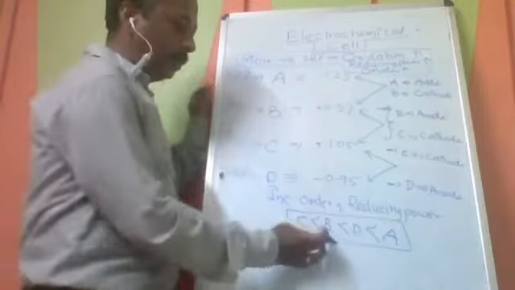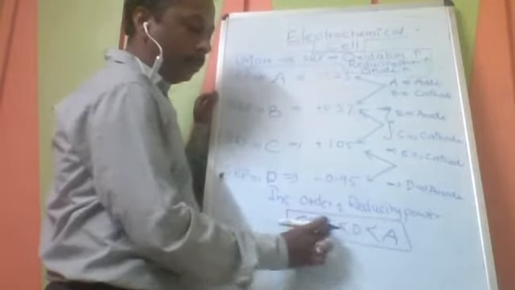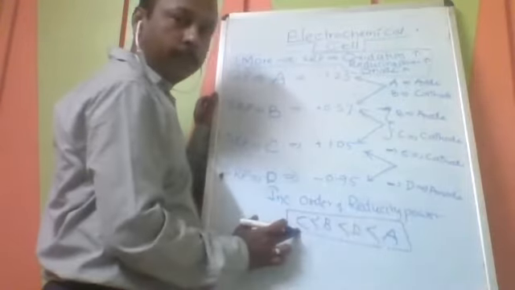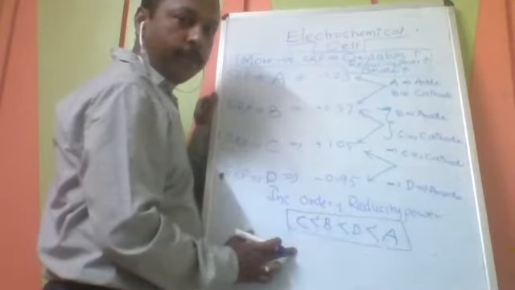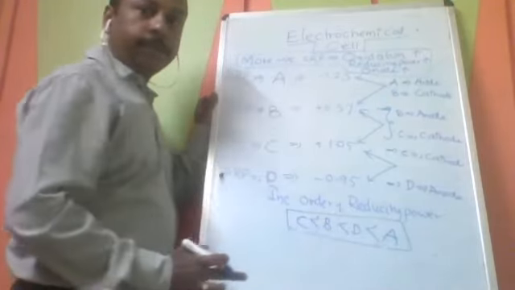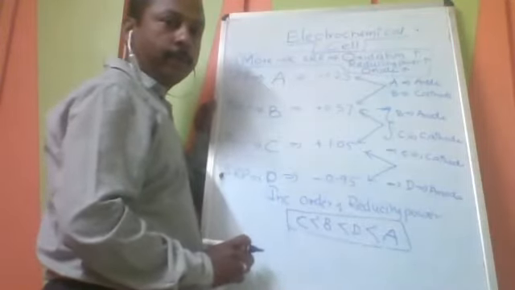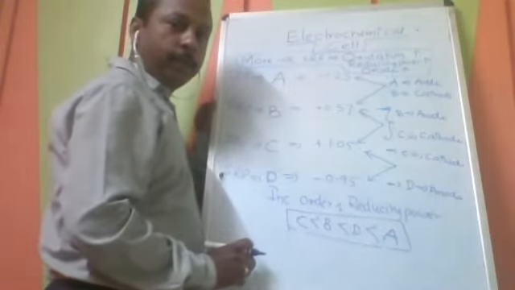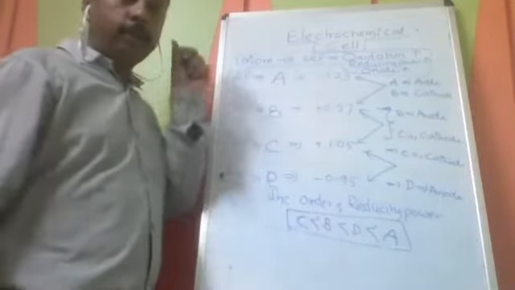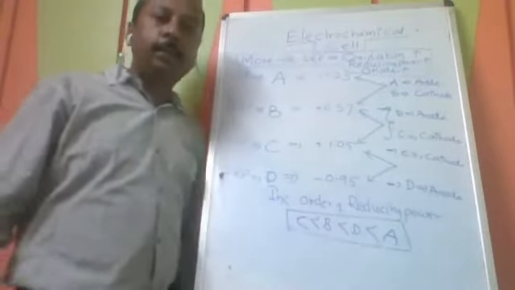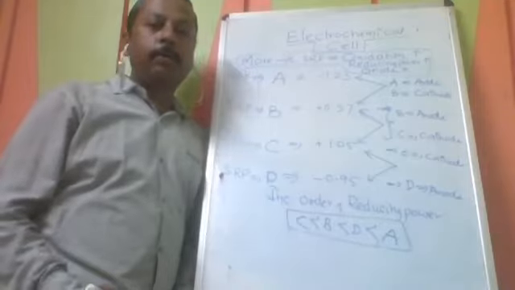Understood? So in these pairs, this is anode, this is cathode. We can easily identify anode and cathode. If you arrange them in increasing order, it will be easy to understand which is anode and which is cathode. Why it is important here, I will let you know. With the given values, how to identify which is anode, which is more reducing, which is more metallic, which is more electropositive.